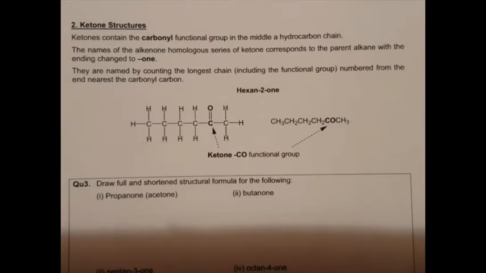Well, hopefully you're saying from the oxidation of a secondary alcohol. So ketones contain the carbonyl functional group in the middle of a hydrocarbon chain, whereas aldehydes contain the carbonyl group at the end of a chain.